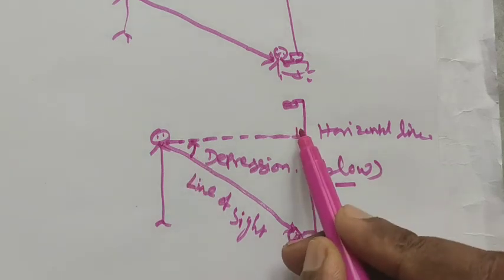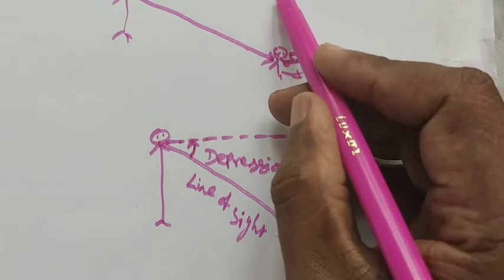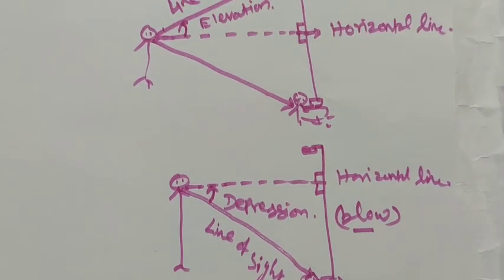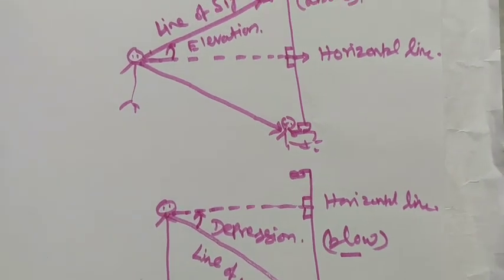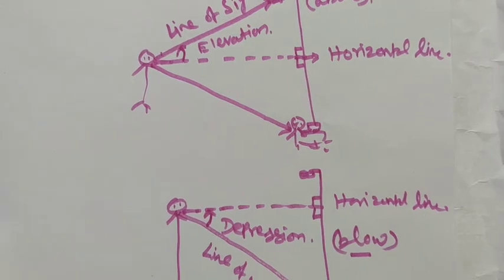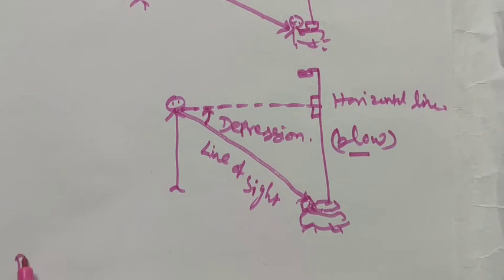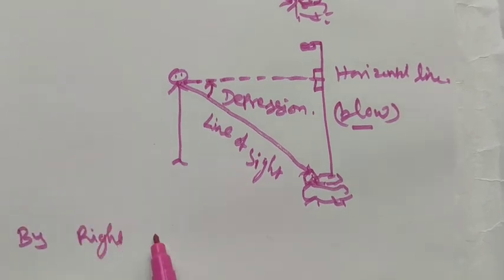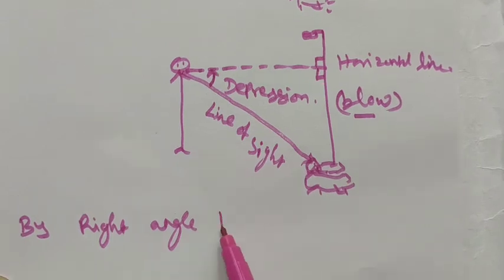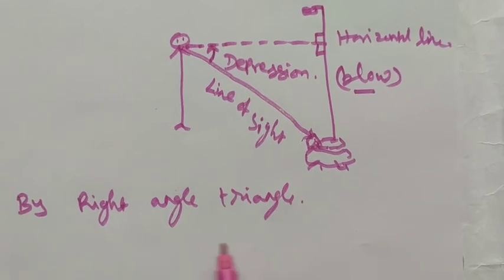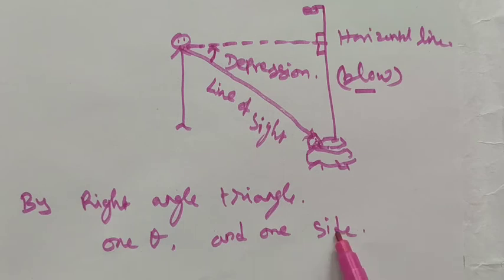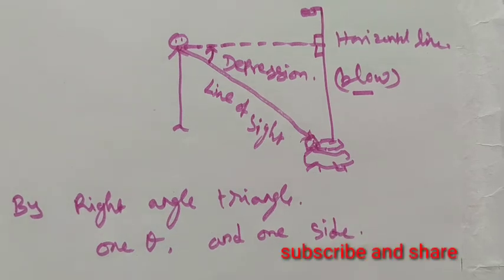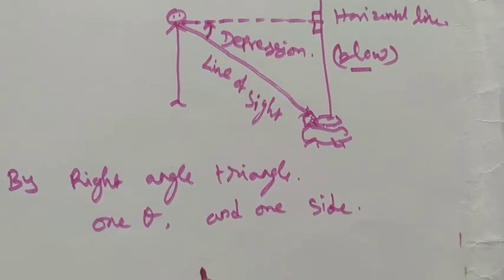So here we are clearly using the right angle triangle. We have to find out which one is the angle of elevation and which one is the angle of depression. Now how are we going to find the height and distance? By using only the right angle triangle. In that right angle triangle, compulsorily we need one angle and one side known; then we can find the height or distance of the particular object.